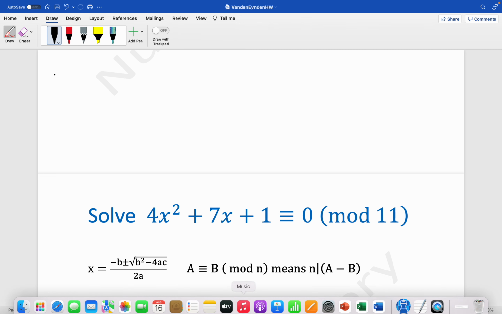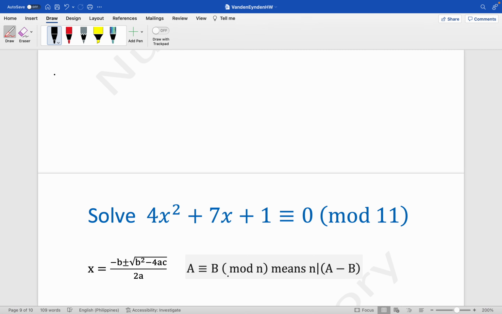Today we're going to cover a modular arithmetic problem, and this is a second degree or quadratic expression that we're interested in right here. So a couple of formulas that you would think would be necessary would be what is the solution to a quadratic equation and what does congruence actually mean. And this congruence symbol sometimes is related to modular arithmetic.